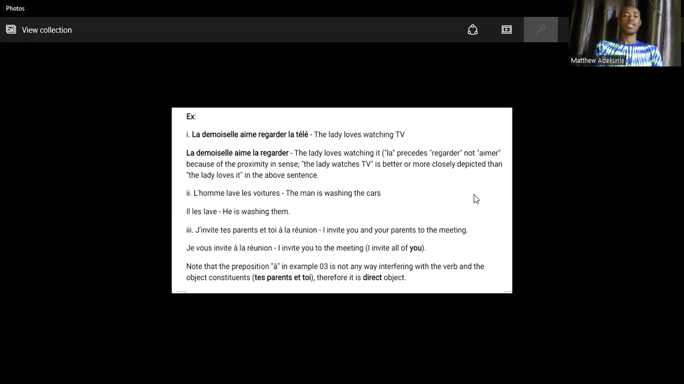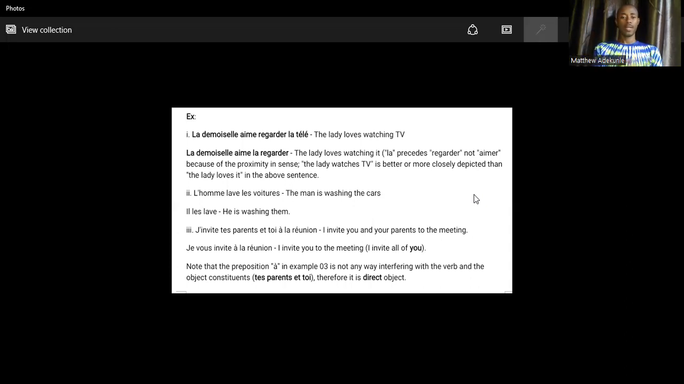So how do we change that? Je vous invite à la réunion. Remember that invite there is the verb, right? So that is addressing those people. So je vous invite à la réunion. I am inviting you to the meeting because vous is the direct pronoun that we can use in objects now to replace your parents and you. In other words, if you say your parents and you, you can say you, the two of you, all of you, you and your parents, you see that?